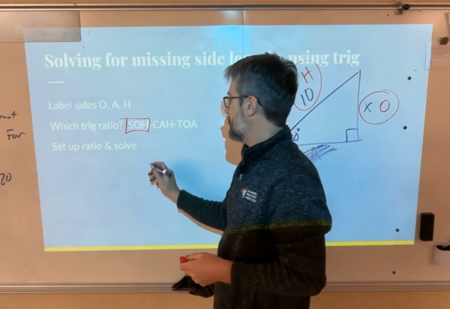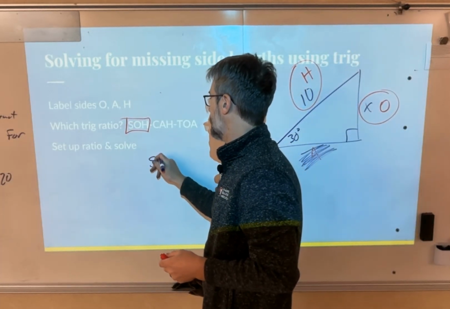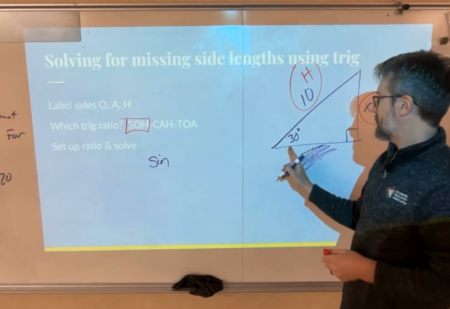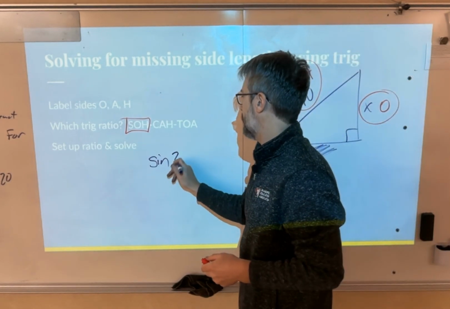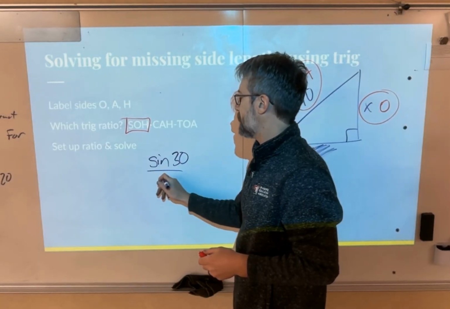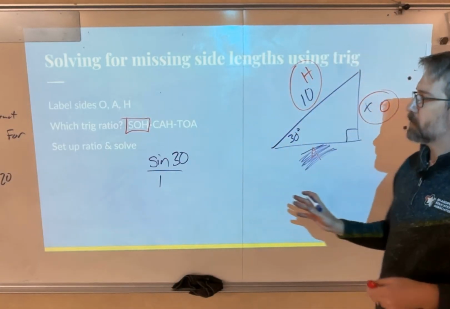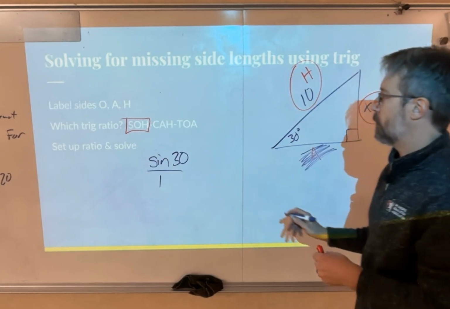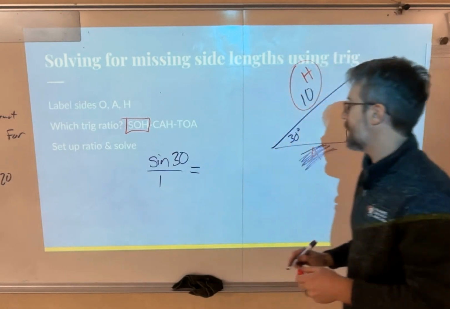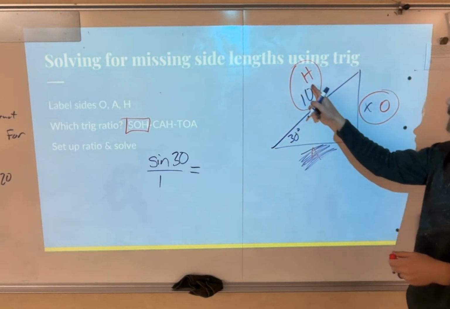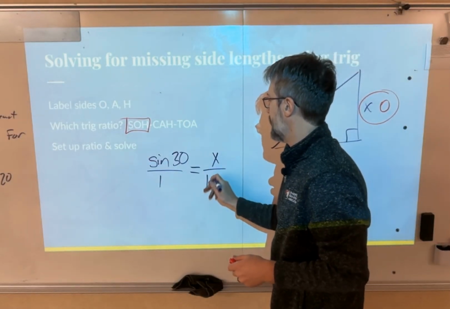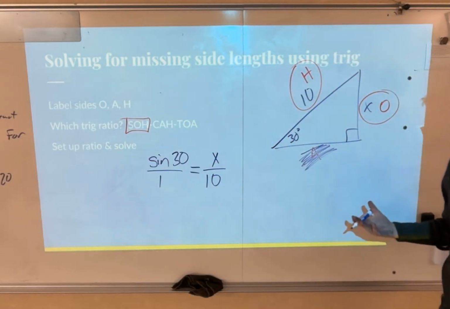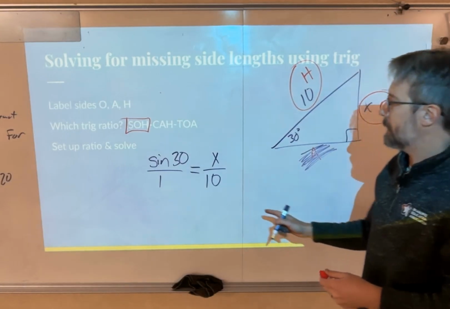Next, we're going to set up our ratio and we're going to solve. So I know it's sine, so I'm going to start out with sine. Sine of what? Sine of the angle, sine of 30 degrees. I like to put these over 1. Not all teachers do it this way, but I like to have it over 1. And that equals opposite over the hypotenuse, O over H, so x over 10.